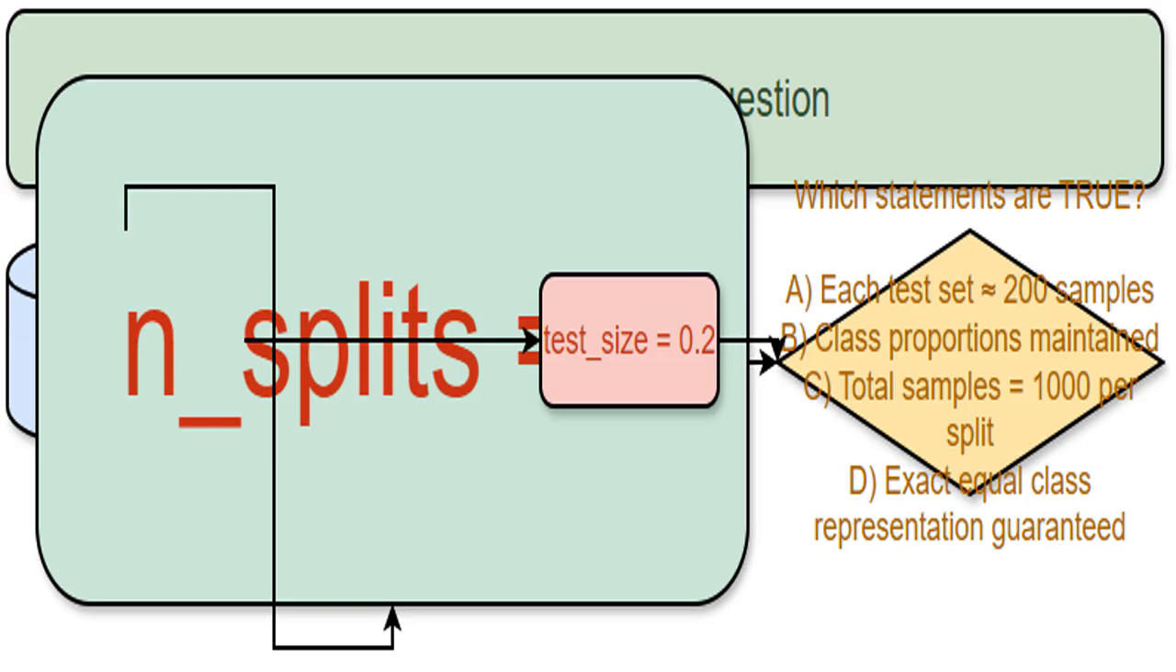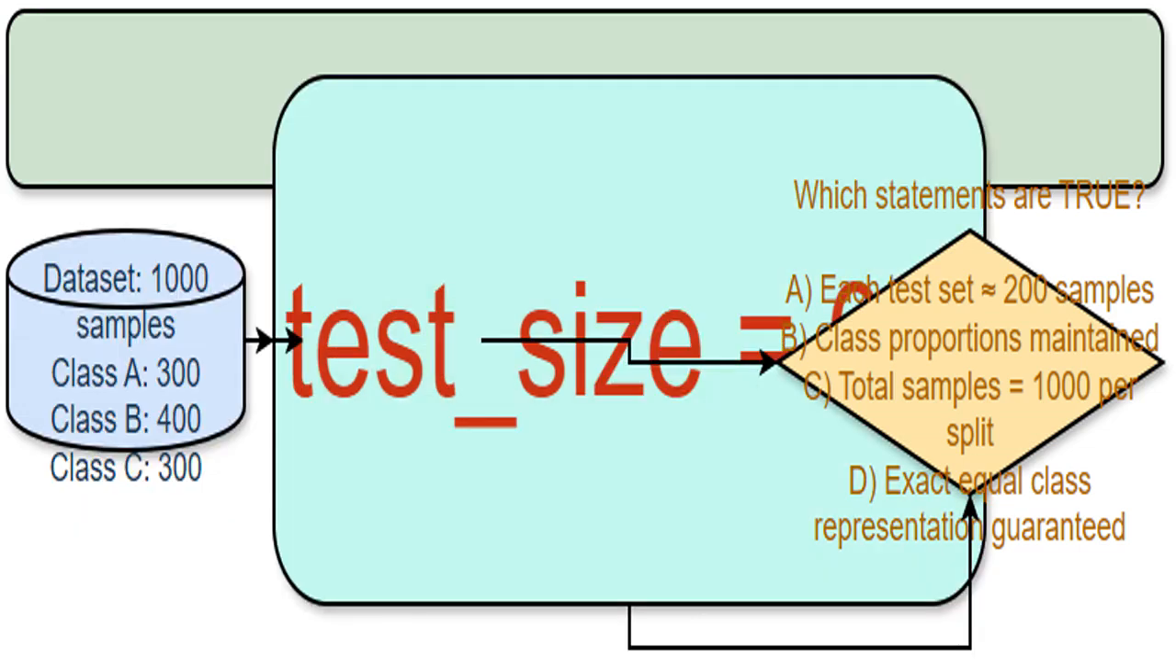I'm setting the number of splits to 2. This means StratifiedShuffleSplit will create 2 independent train test splits of the data. I'm setting the test size to 0.2, or 20%. This means that for each of the 2 splits, 20% of the data will be used as a test set, and the remaining 80% will be used for training.